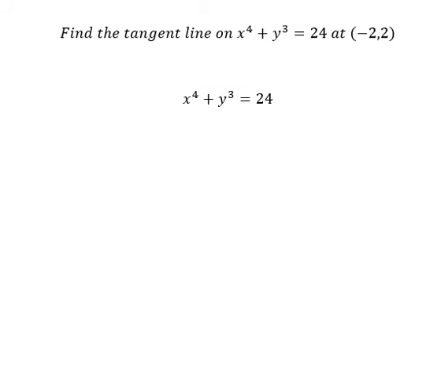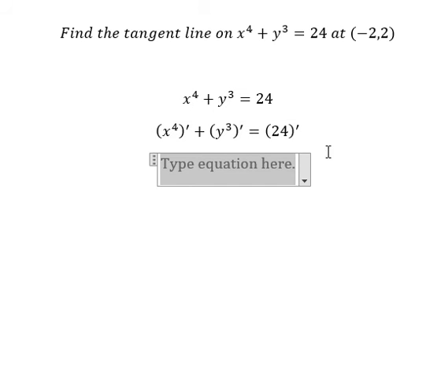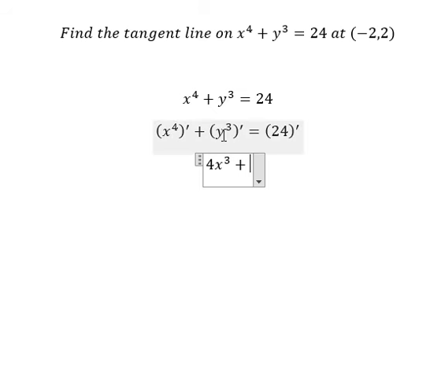Next, we need to do first the derivative for both sides. First derivative of s to the power of 4, we have 4s to the power of 3. First derivative of this one, we have 3y squared, and first derivative of y. This one, we have number 0.